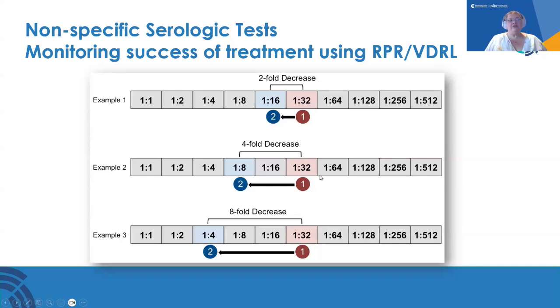You can take whatever titer that you have and divide it by 4. So 32 divided by 4 is 8. So you want to see a fourfold decrease within a year. If you don't see that decrease, then you have to think about, does this patient have any signs of neurosyphilis? Or have they been re-exposed? If you see it going up by fourfold, then that is a clinically significant finding, which says that they've usually been re-exposed to syphilis and we need to retreat.